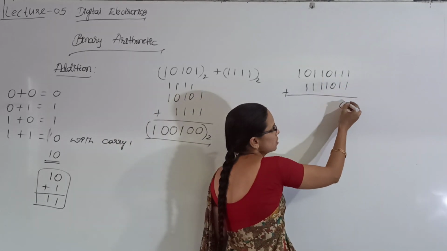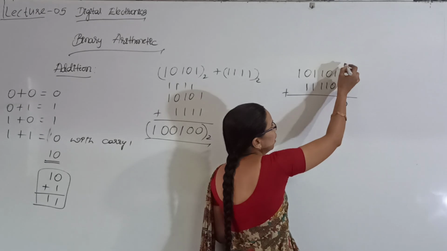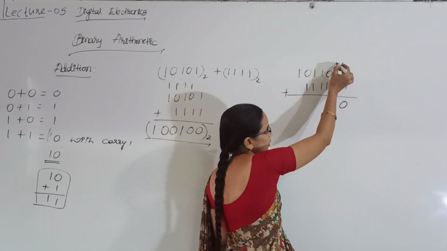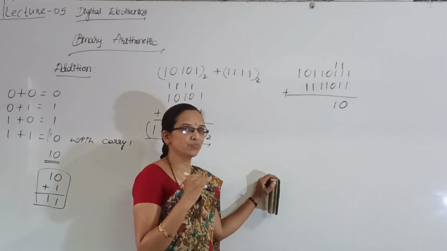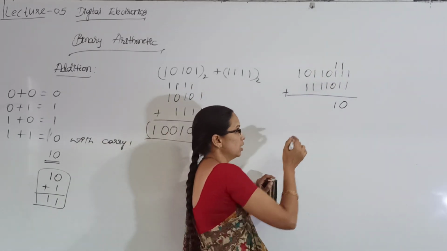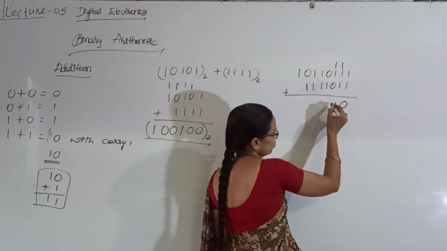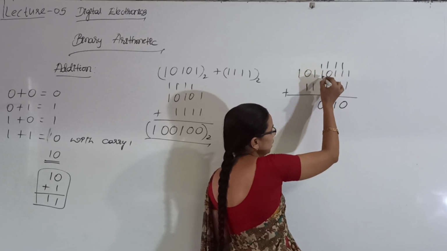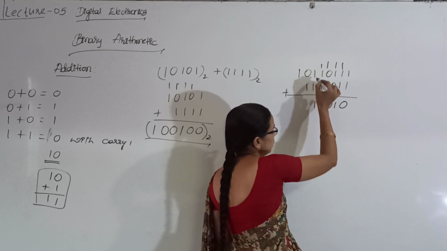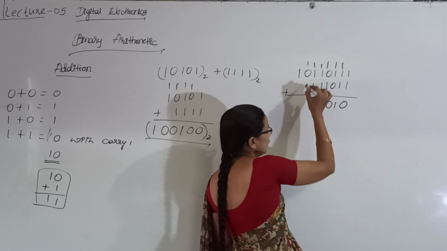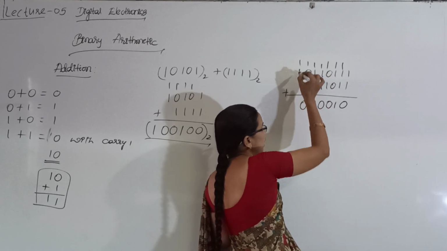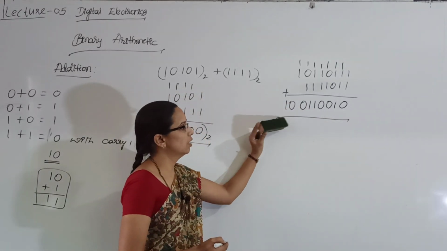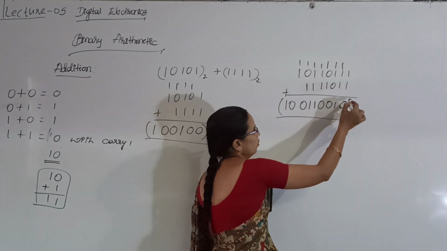1 plus 1 is 0, carry 1. 1 plus 1 is 1 with carry 1. 1 plus 1 is 1 1 it will be. 1 plus 1 is 0, carry 1. 1 plus 1 is 0 with carry 1. 1 plus 1 is 1 with carry 1, and again 1 with carry 1. 1 plus 1 is 0, carry 1. 1 plus 1 is 1 0. This is our answer. Okay.